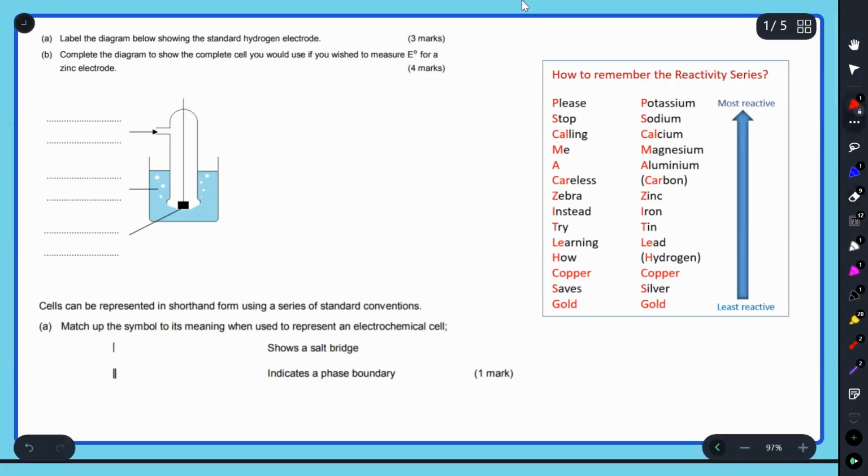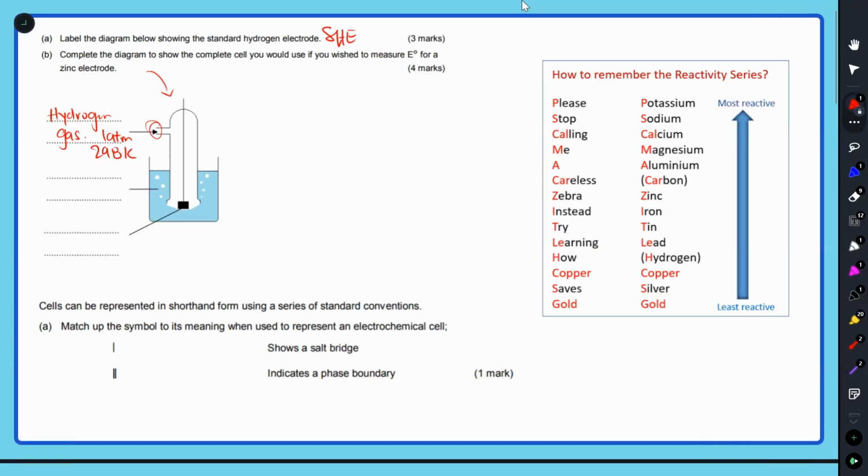So the first part wants you to label the diagram below, this one, and show what's the part of the standard hydrogen electrode. So the standard hydrogen electrode, in this compartment right here, you're going to have hydrogen gas pumping in, okay? Hydrogen gas, and it should be at standard temperature and pressure, so 1 atmosphere and 298 Kelvin, which is the same as 25 degrees Celsius.